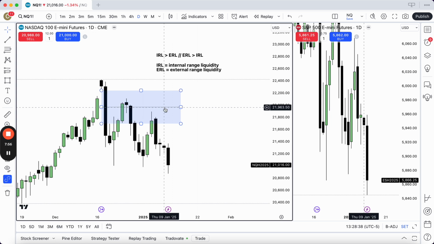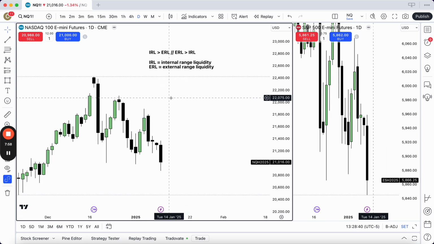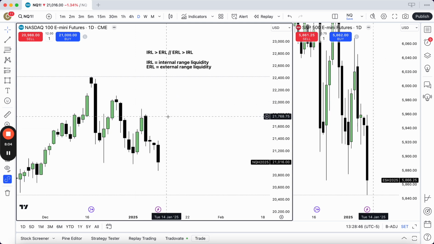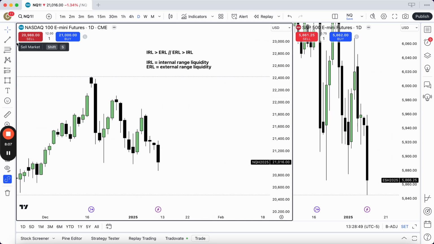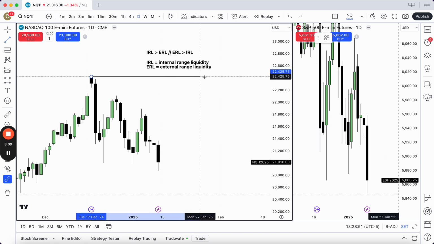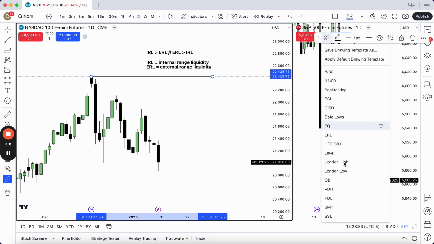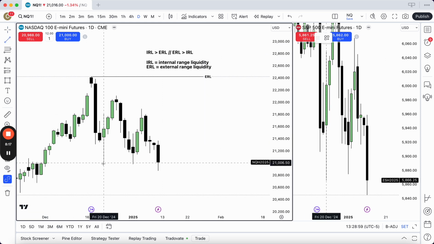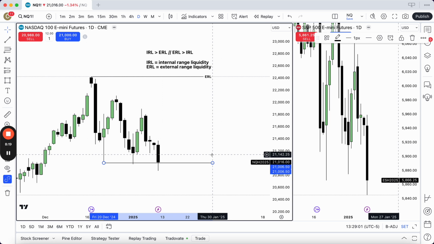Now I'm going to describe why, and I'm going to describe how you can use internal and external range liquidity levels every single day when you trade. So I'm just going to make this really easy for you guys. I'm going to draw out external range liquidity, obviously. It's external range liquidity, right? Let me put this right here, and then external range liquidity right here. We're going to use this as an example.